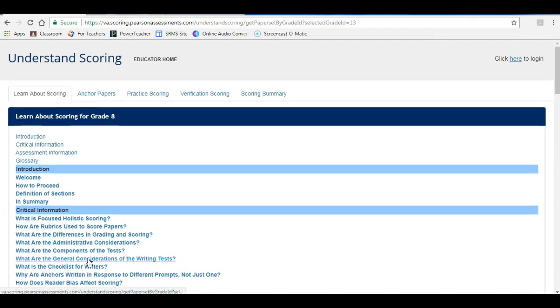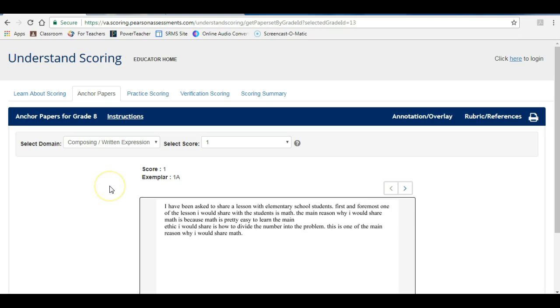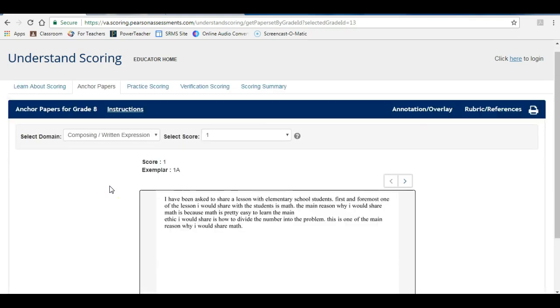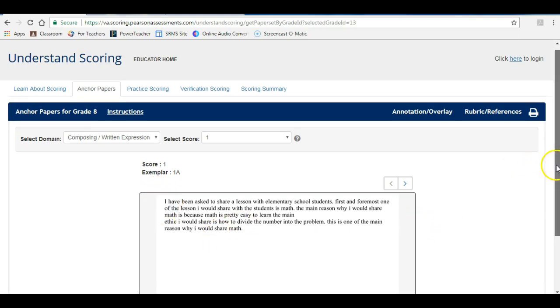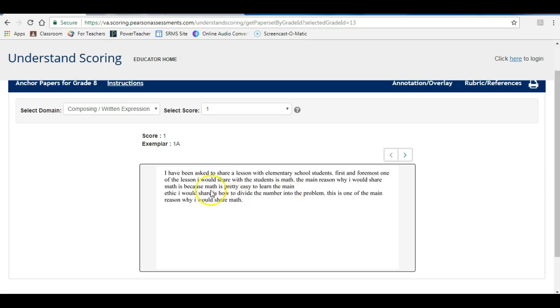Now that you're back, you're going to scroll up to the top and click where it says either one of these. I would go with Anchor Papers just because it shows you. So here's just a brief, and I don't need you to read all of it word for word, but look at this. This is an example of written expression that the state of Virginia says gets a 1. This is a 1 for composing. Notice, pretty terrible.